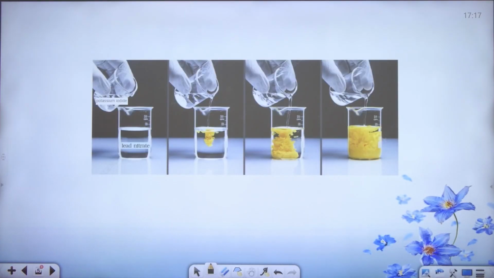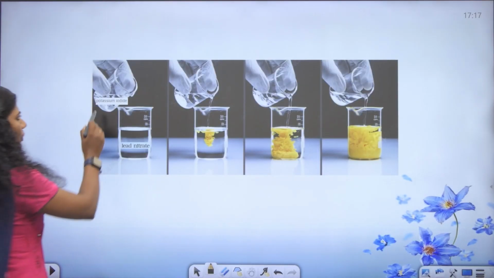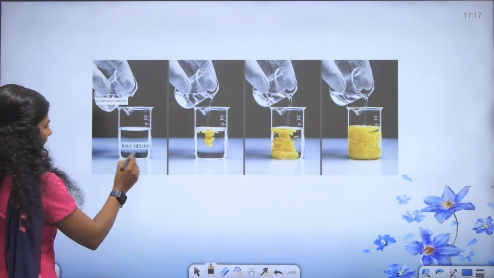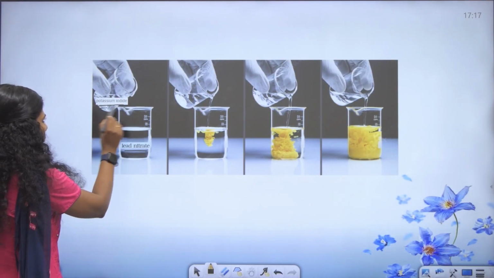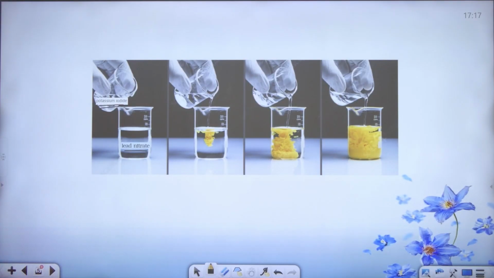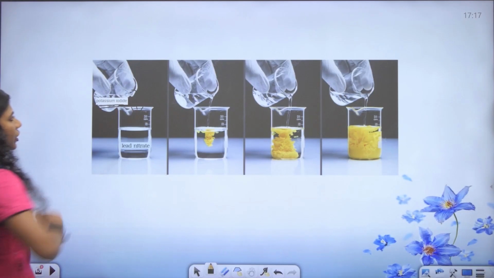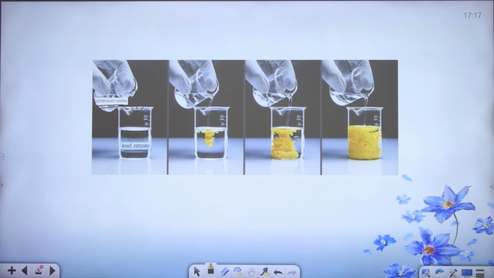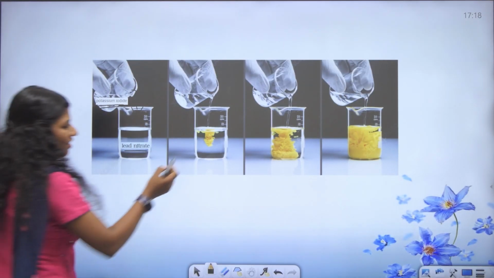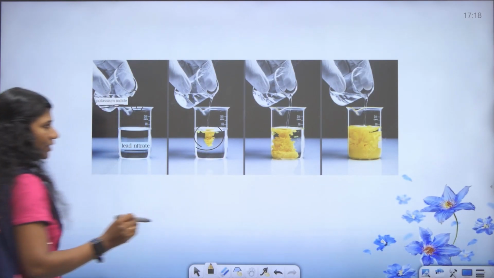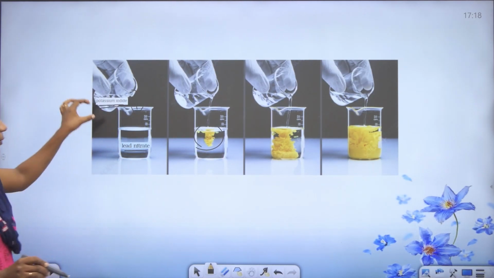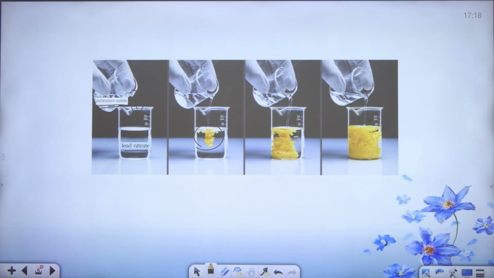Let's do another experiment. Take equal amounts of potassium iodide and lead nitrate in a beaker or test tube. Then add potassium iodide to lead nitrate solution. What do you observe? A yellow colored precipitate is formed when we add potassium iodide to lead nitrate solution.